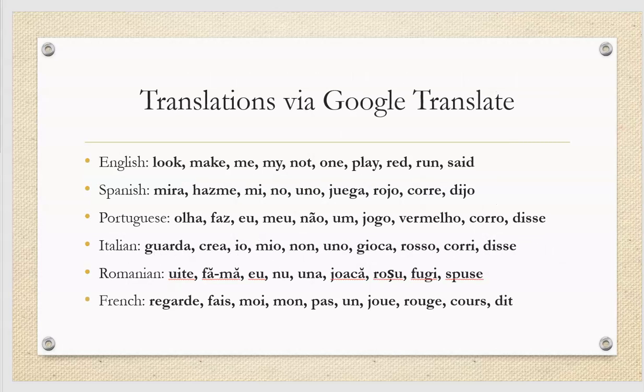For those of you who are English learners, here are some sample translations via Google Translate. We have the words translated in Spanish, Portuguese, Italian, Romanian, and French, the 5 Romance languages based on Latin. And the words again in English are look, make, me, my, not, one, play, read, run, and said. And if your primary language is not one of the 5 Romance languages listed here, I strongly encourage you to use the translate.google.com website, and translate these words into your primary language.